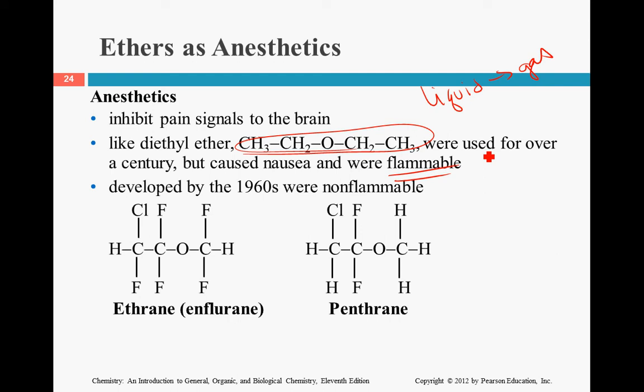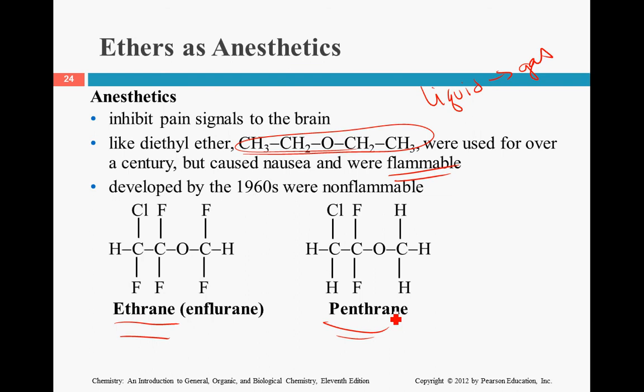So they started developing different anesthetics, ones that didn't have so much hydrogen in them. So ethrane is one, penthrane is another. And it does essentially the same thing without the flammability of the diethyl ether. And that is the end of the first section of chapter 12.